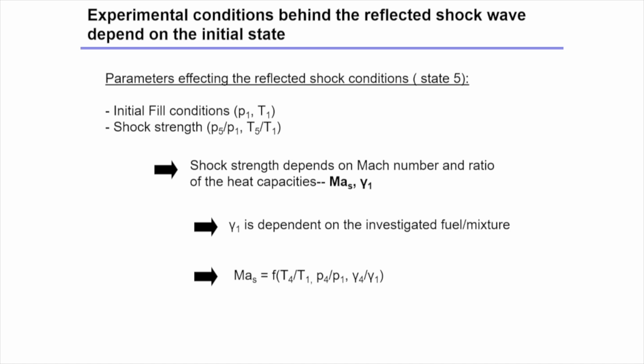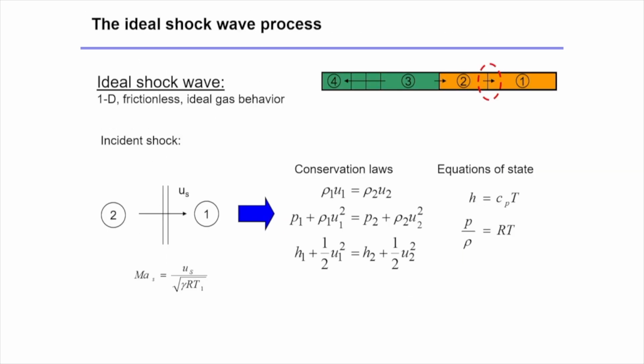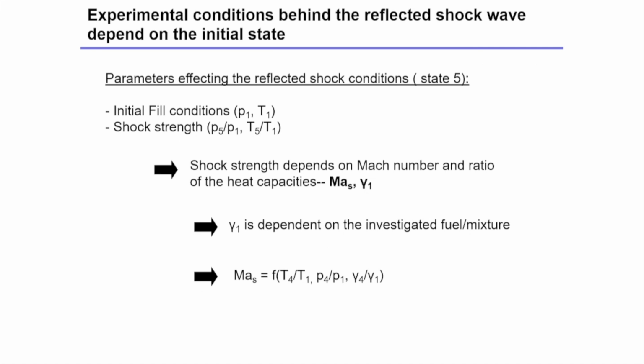So the Mach number here depends on the ratio of the conditions in section 4 to the sections in the driven gas. So section 4 is the high pressure region.